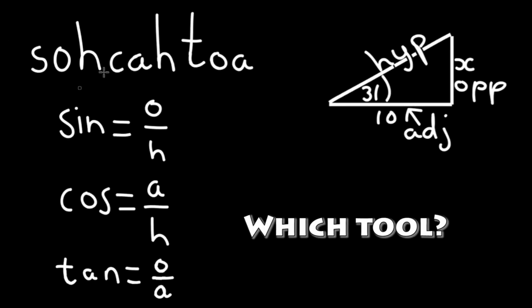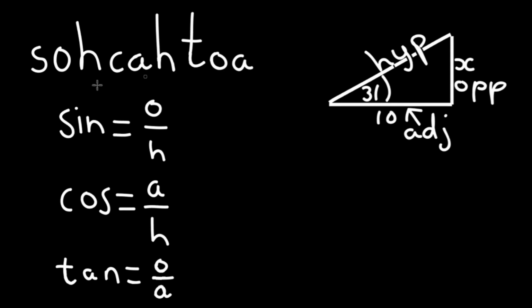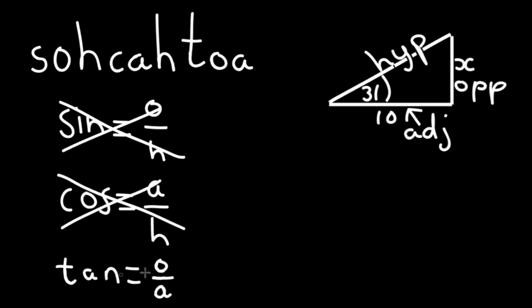Next, let's write down all our trig tools. See how SOHCAHTOA comes in useful. To use the sine tool, we need to be working with the opposite and the hypotenuse. We're not working with the hypotenuse, so we can cross that out. To use the cosine or cos tool, we need to be working with the adjacent and the hypotenuse. We're not working with the hypotenuse, so we can cross that one out. To use the tangent or tan tool, we need to be working with the opposite and adjacent sides. Bingo.